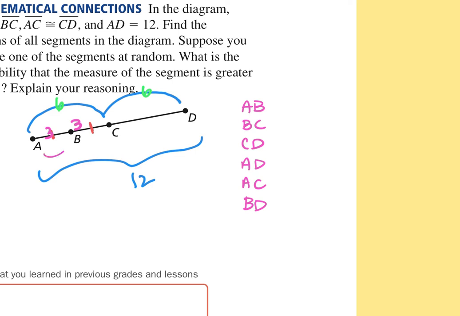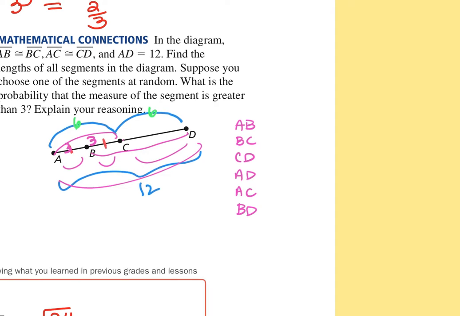Did we get them all? 1, 2, 3. Those were the easy ones. 4, the big one. 5, 6. We did AC. So of these, then you would figure out the length. So this is 3. This is 3. This is 6. This is 12. AC would be 6. BD would be 9.